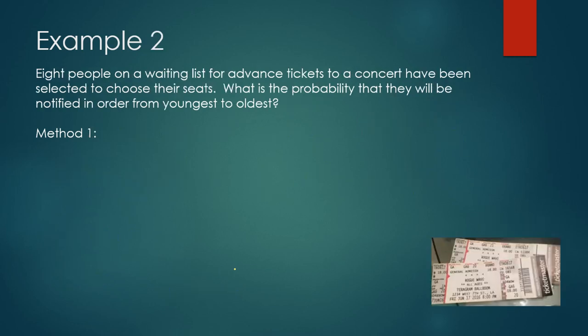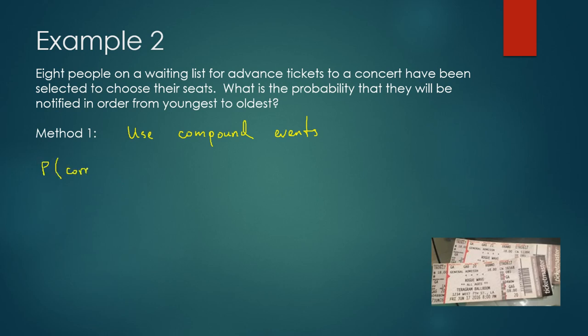In this question, we have 8 people on a waiting list. They're waiting for some advance tickets to a concert. They've been chosen to choose their seats. So we're going to find the probability that they're going to be notified in order from youngest to oldest. We're going to do this 2 ways again. Just like the last question, we're going to do it using compound events and probabilities, and then we're going to look at it using organized counting.